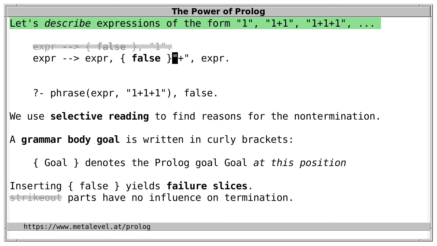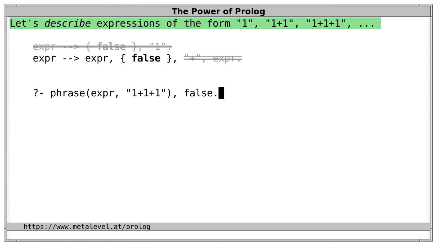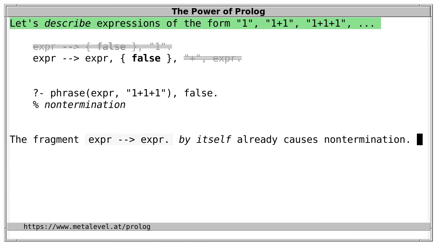And further, let's add false, for example, here. This means that we can ignore everything that follows. And with this fragment, we still get non-termination. And now we see a reason for the non-termination, because just this fragment by itself already causes non-termination. And this is called left recursion, because we recursively refer to a non-terminal before any terminal.